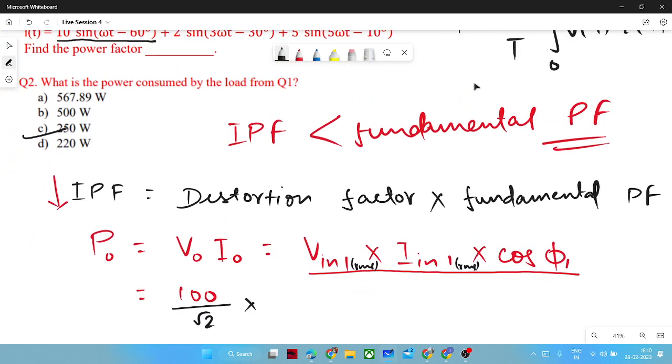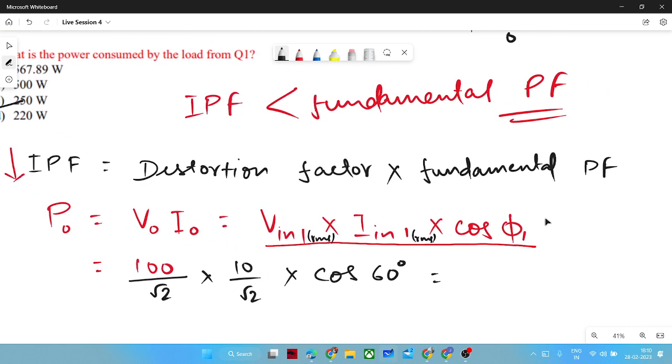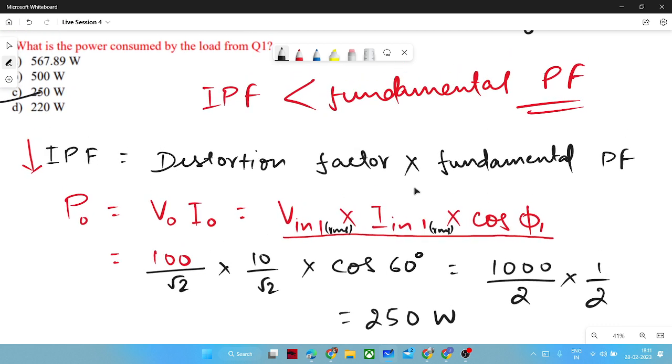So that's about it. And I1 is 10 by root 2 into cos phi 1, and that fundamental phase angle is 60 degrees. So I will have to take cos 60, and that will come out to be 1000 by 2 into cos 60, which is half again. So it will be 250 watts, as you might have guessed already. So that was pretty straightforward.